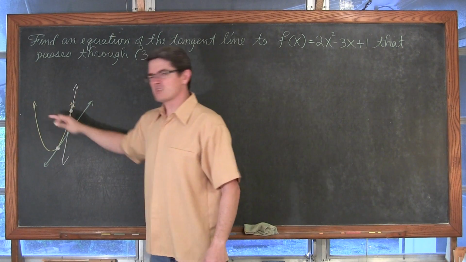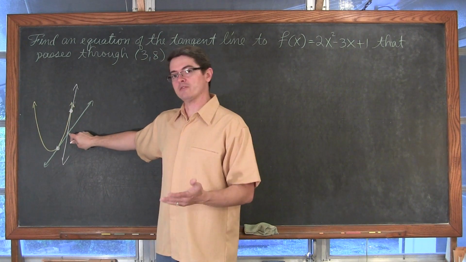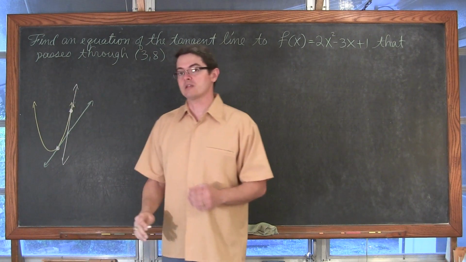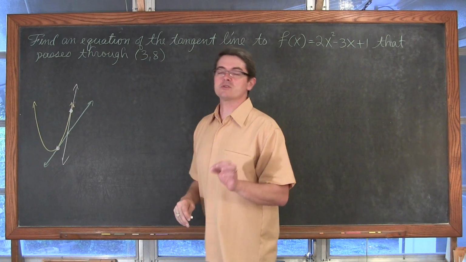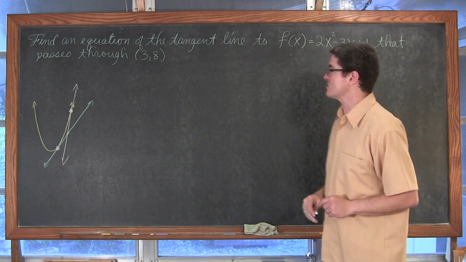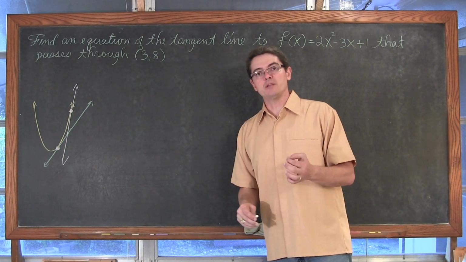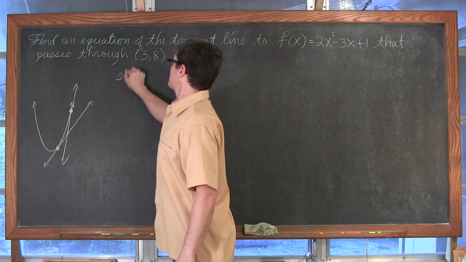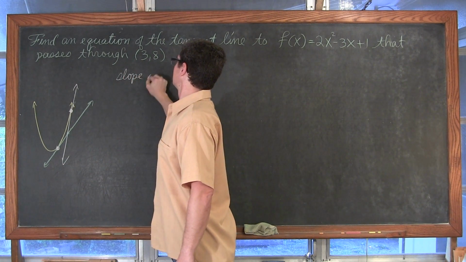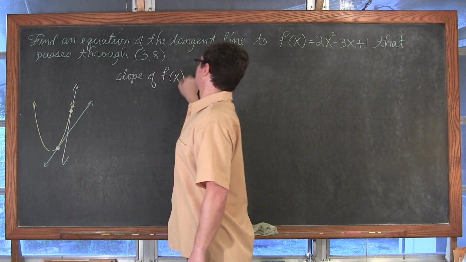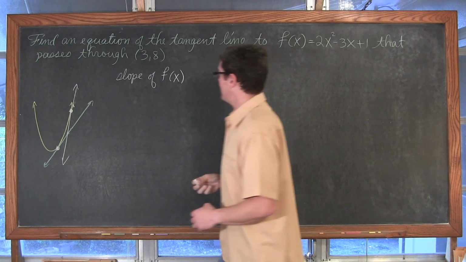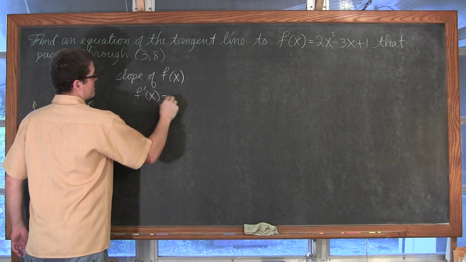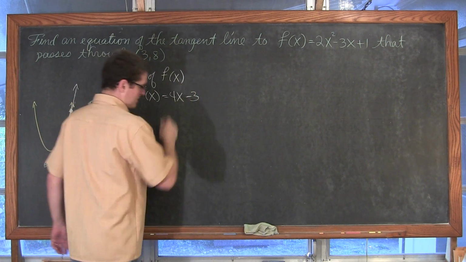Now we have a parabola. I just did a quick sketch of what's going on. We have this point (3, 8) over here to the right in space, and we're going to end up having two tangent lines that will go through that point and touch the parabola in only one point, the point of tangency. So of course we need a point and a slope to find the equations of lines. So let's start off with slope. The slope of the function is, of course, the derivative, and f prime of x is equal to 4x minus 3.